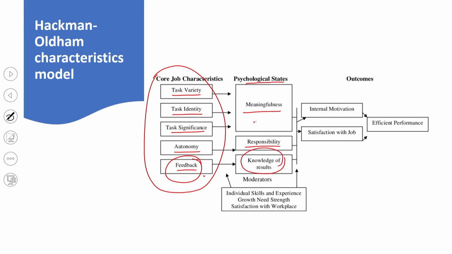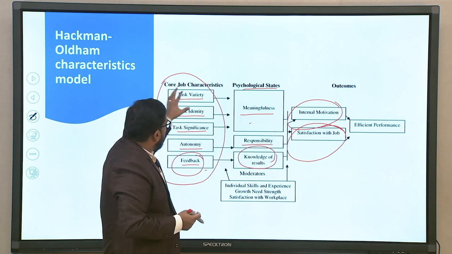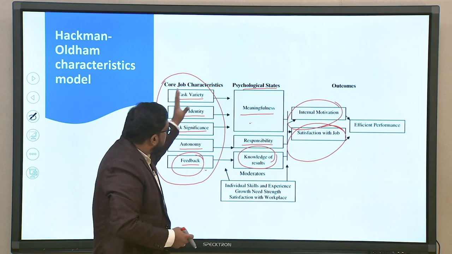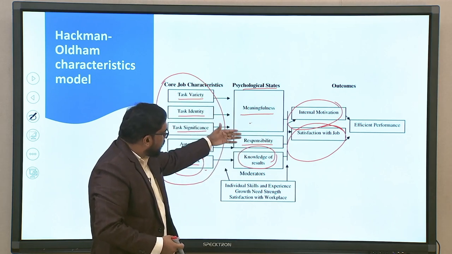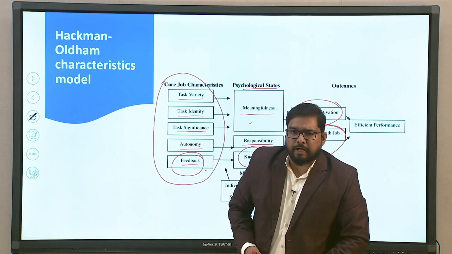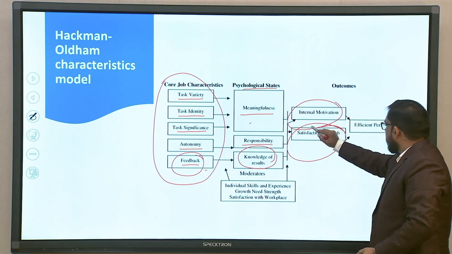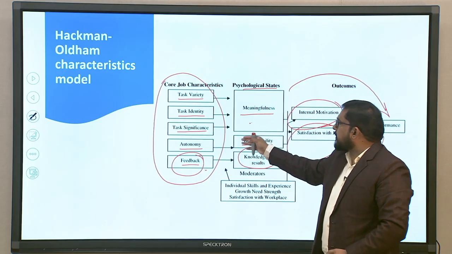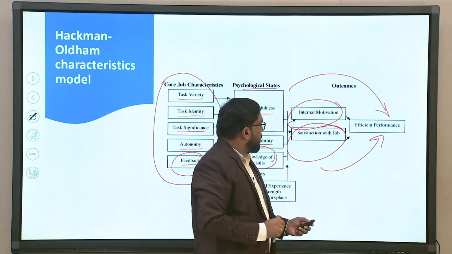So basically, the psychological states, meaningfulness, responsibility, and knowledge of results, give you a certain internal motivation. It also gives you satisfaction with the particular job. This is what is termed as the outcome of the model. So job characteristics like task variety, task identity, significance, autonomy and feedback lead to psychological states, namely meaningfulness, responsibility and knowledge of results, which yield outcomes like internal motivation and satisfaction, and finally lead to efficient performance. So the job design model shows how core job characteristics can lead to positive outcomes like effective performance.